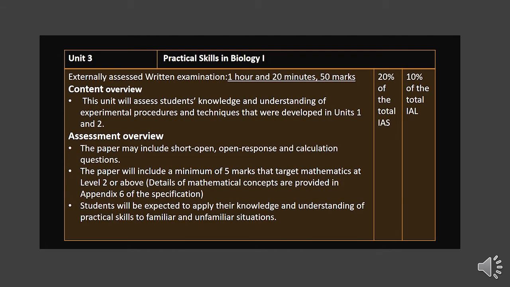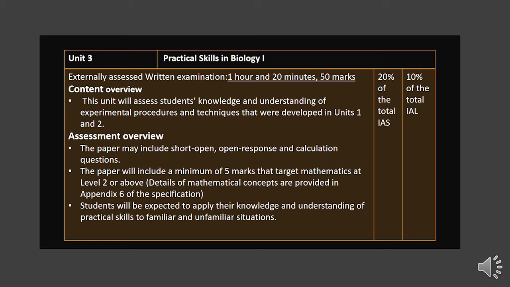Unit 3, as I said, is practical skills in biology, and here the duration is 1 hour 20 minutes. The total marks allotted for this paper is 50. In this unit, you will be assessed based upon your knowledge and understanding of the experimental procedures and techniques that you developed from Unit 1 and Unit 2. So you need to develop those practical skills when it comes to Unit 3. Here also you will have a minimum of 5 marks from target math questions.